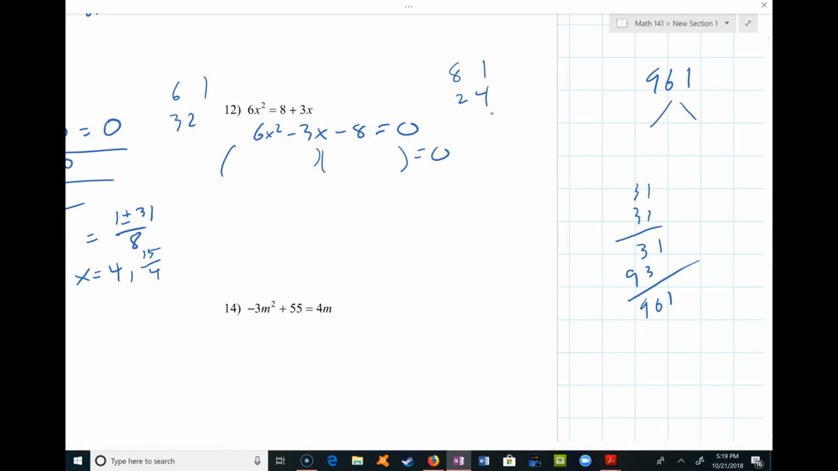Let's see, 12 and 4, nope. How about 6 and 12 and 4, nope. How about 3 and 16, nope. Yeah, this is not looking good, is it?